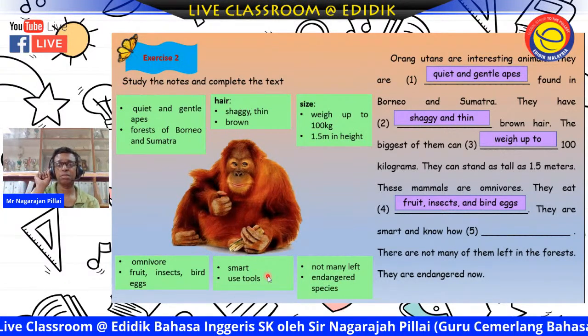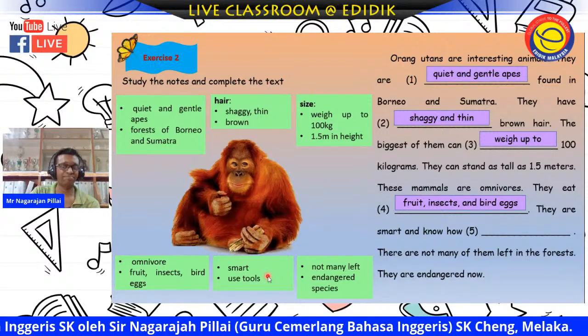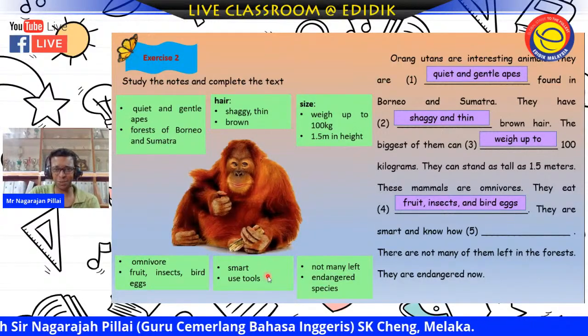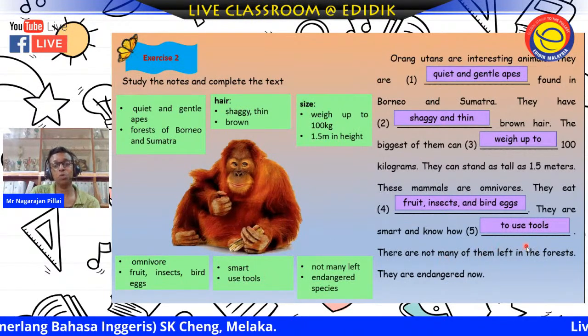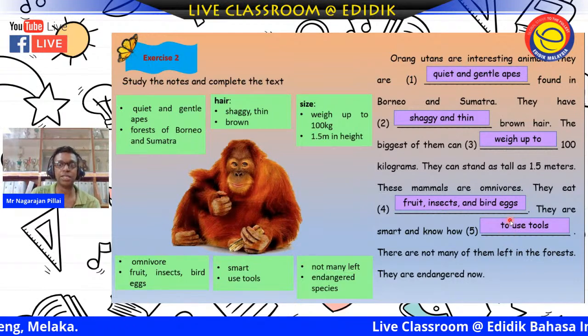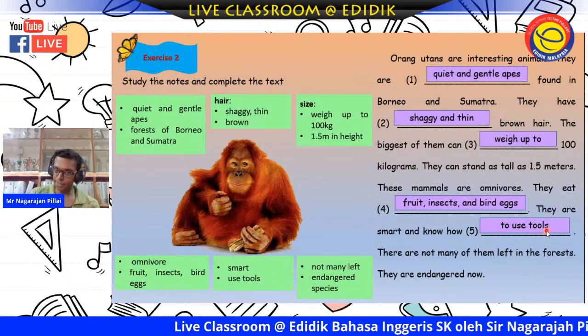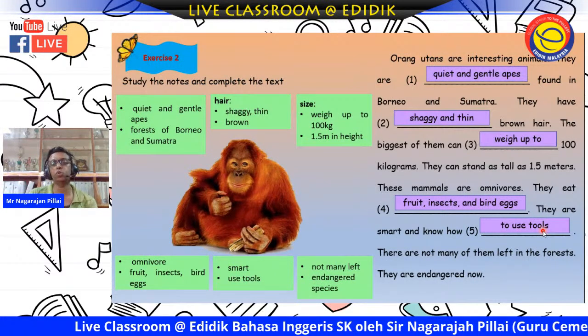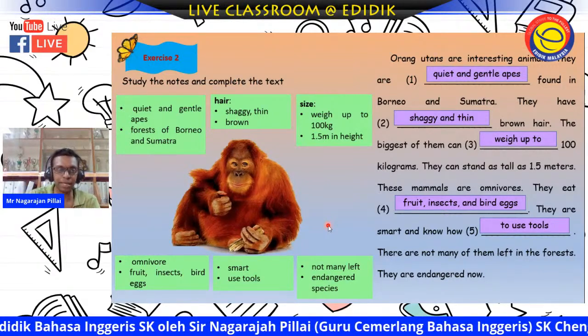Do you write know how use tools? Do you think it's correct? Nah, it doesn't sound nice, right? So they are smart and know how to use tools. You need to add a word. Our word here is to. They are smart and know how to use tools. Done. We have 10 marks.